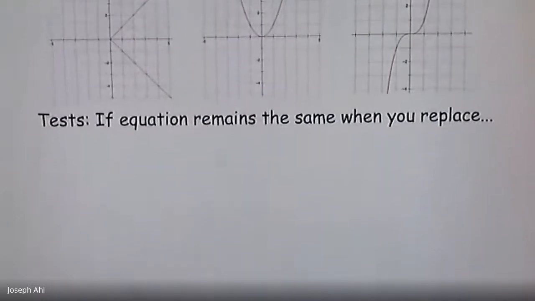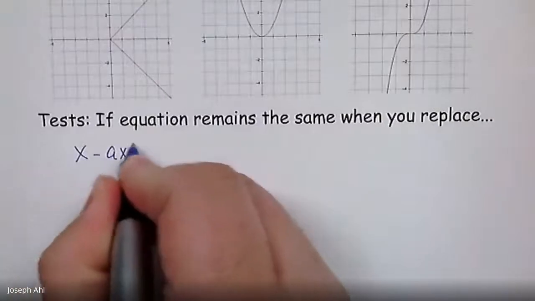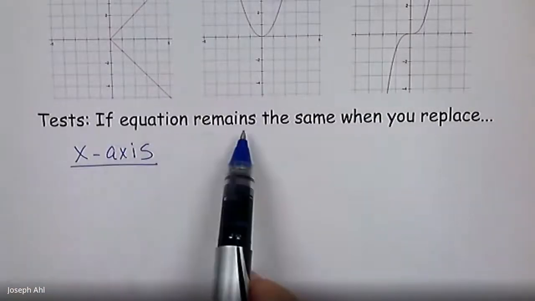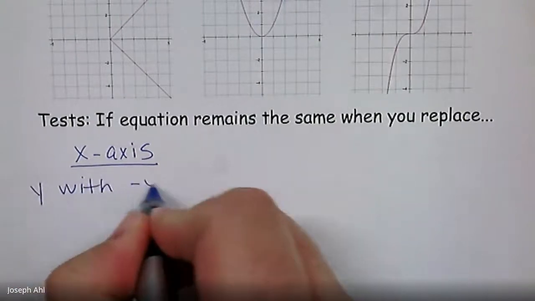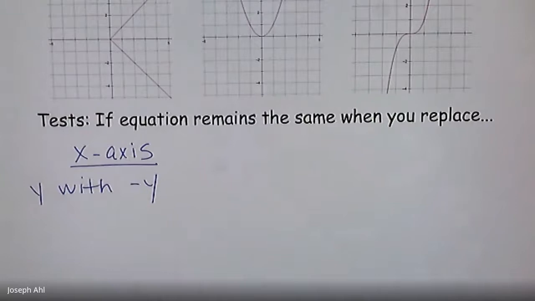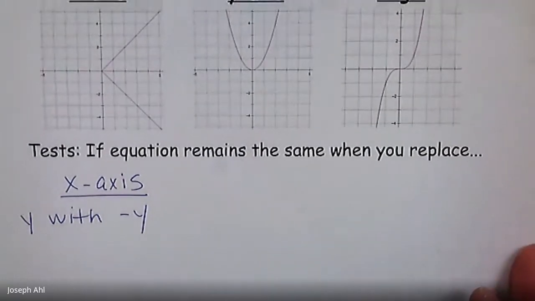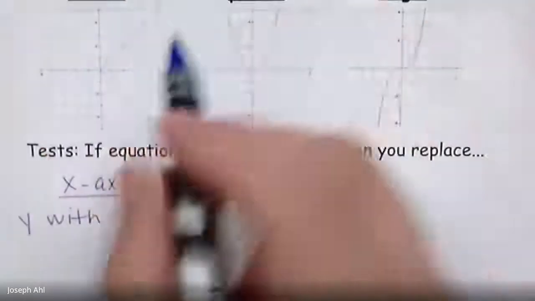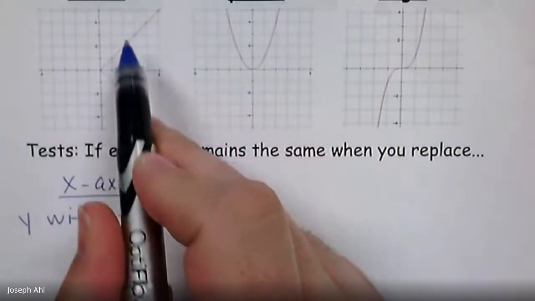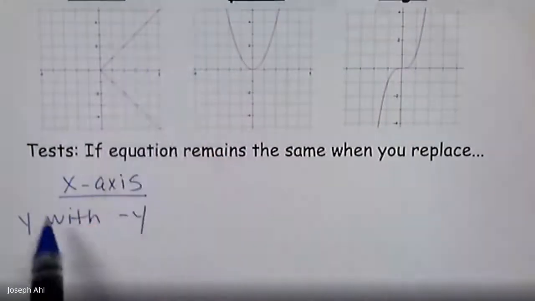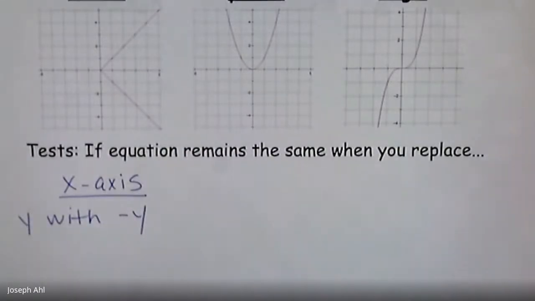Well, if we're testing for x-axis symmetry, it says if the equation remains the same when you replace y with negative y, then that has x-axis symmetry. Notice how, for example, in this graph, a y value of 2 and a y value of negative 2 correspond with the same value of x. So if you can replace y with negative y and nothing changes, then it has x-axis symmetry.